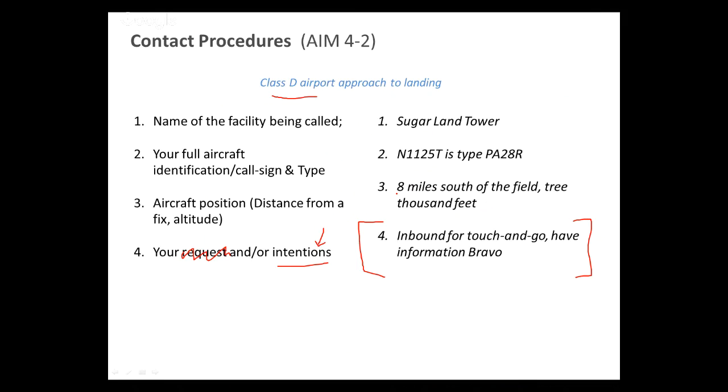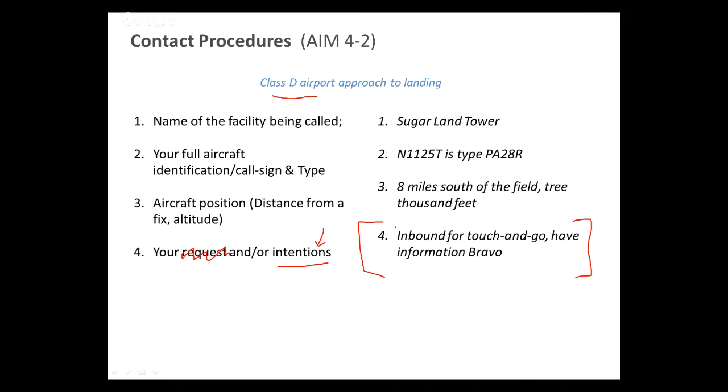If you remember back from a couple sessions ago, the only requirement you have is that you establish two-way radio communications with the tower controller. Class Bravo, like Houston Hobby and DFW and Bush Intercontinental, is the only airspace that you have to have a clearance to enter, where you have to hear the controller say, November 1125 Tango cleared into the Bravo airspace. But Class Delta, so long as you have established radio communication, you don't need to ask for anything.